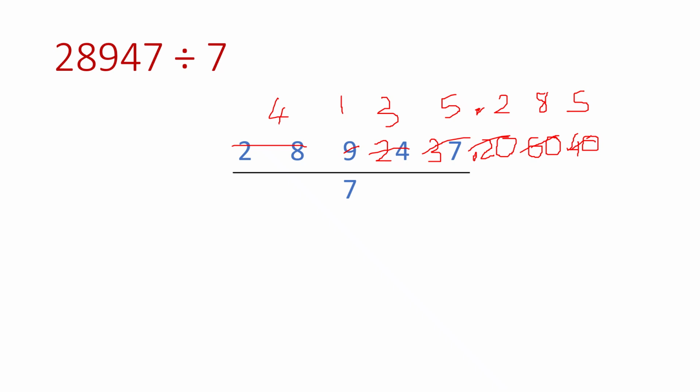So my answer becomes 28,947 divided by 7 becomes 4,135.285. And remember, the numbers after the decimal point should be spelled as single digits, not as 285. Okay, let's go for the next problem.